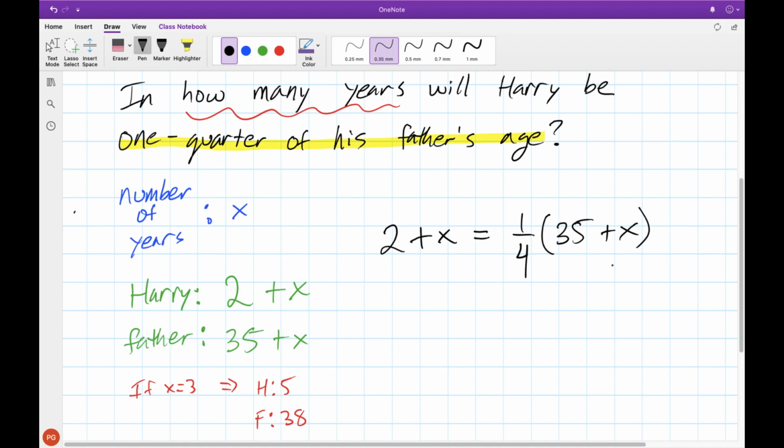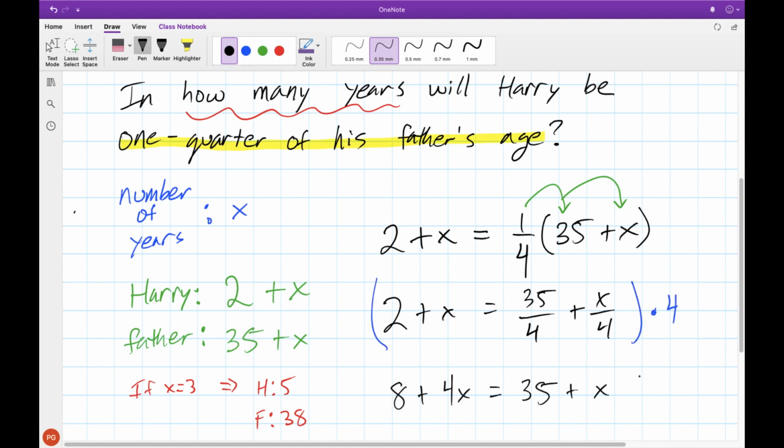Once we have this equation, we know how to solve it. First thing we want to do is distribute in this 1/4. Now we see we've got some fractions we need to get rid of. Luckily they both have the same denominator of 4, so we can multiply through by 4. And you should end up with something that looks like this down here.